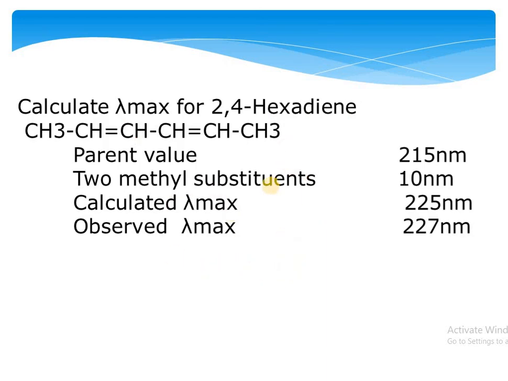Now let's take an example, 2,4-hexadiene. 2,4-hexadiene means 6 carbons are present, the second carbon has a double bond, and the fourth carbon has a double bond. These two double bonds are in conjugation, that is, double, single, double are present.